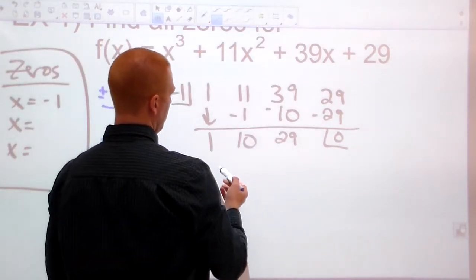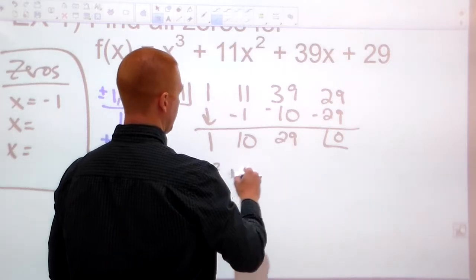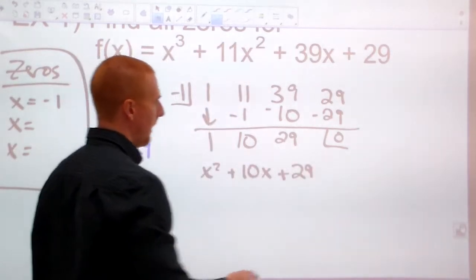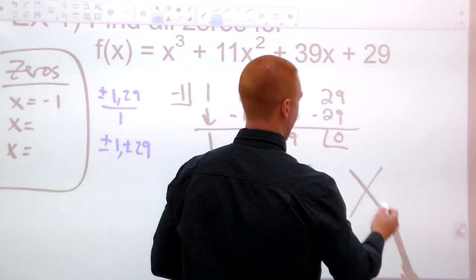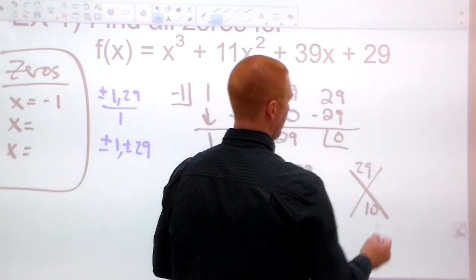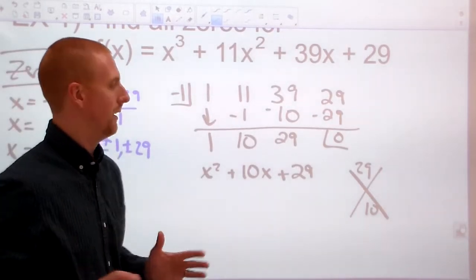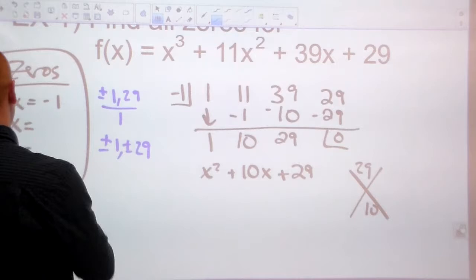Well, this is going to be 1x squared plus 10x plus 29. If I try to find factors of 29 that add to 10, that process is not going to go very far. We already know 29 is prime, so 1 and 29 is the only way to get it. And there's no way to make that add up to 10.